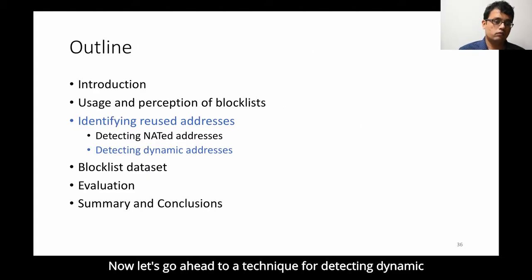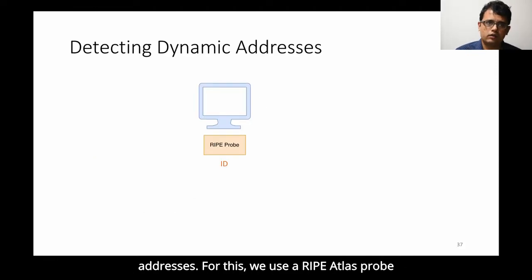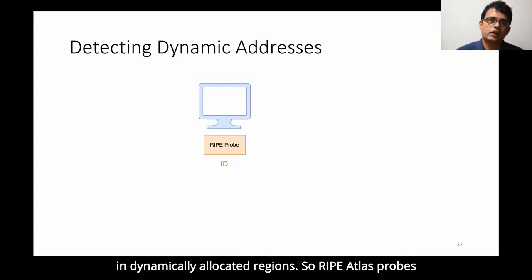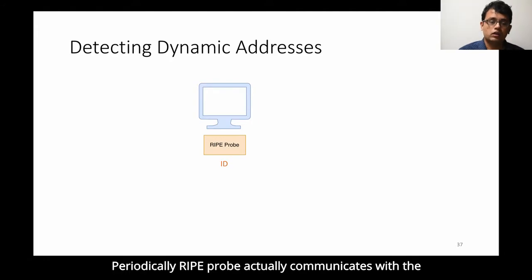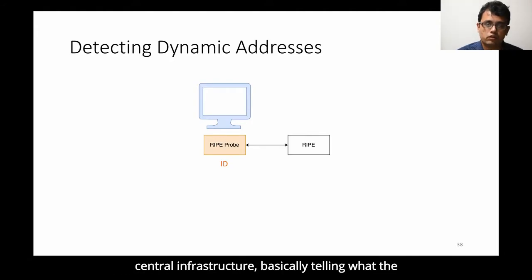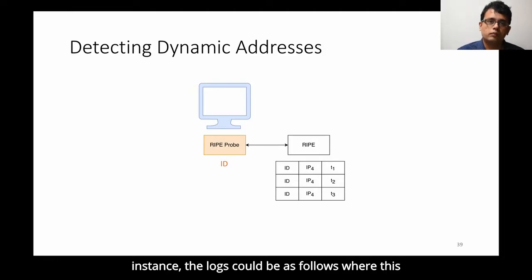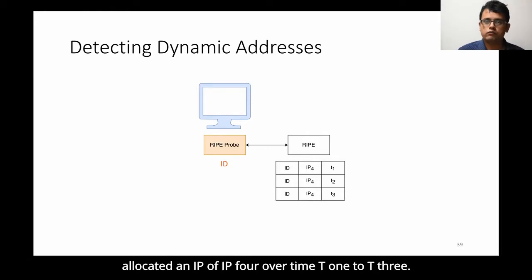Now, let's go ahead to a technique for detecting dynamic addresses. For this, we use RIPE Atlas probe measurement logs to determine probes that are present in dynamically allocated regions. RIPE Atlas probes can be installed by volunteers in their own network, and each RIPE Atlas probe is allocated a unique ID. Periodically, the RIPE probe communicates with the central infrastructure, telling it what its allocated IP address is at that particular moment. For instance, the logs could be as follows, where this particular RIPE Atlas probe with an ID has been allocated an IP of IP4 over time T1 to T3.